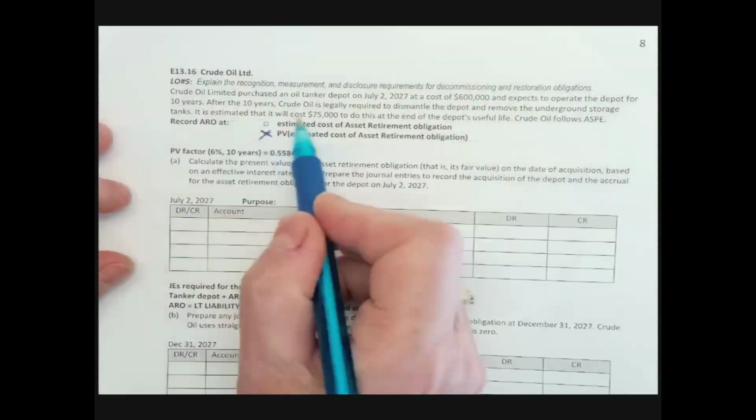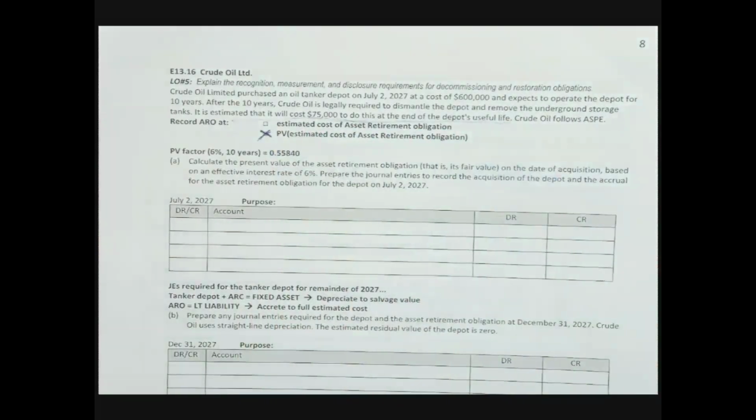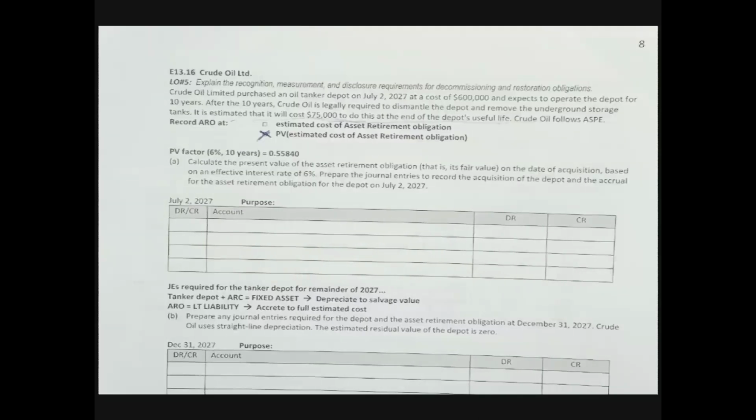Here, it's estimated that it will cost $75,000 to do this at the end of the depot's useful life. You see how they said a fair value for the estimate is 46 today, versus this one is saying it's going to cost 75,000 10 years from now to do this. And that's usually the way the information comes at you. It's going to cost X dollars in the future to do this. That's certainly the way I'll be giving it to you. So you have to present value it to get something that you can report today.